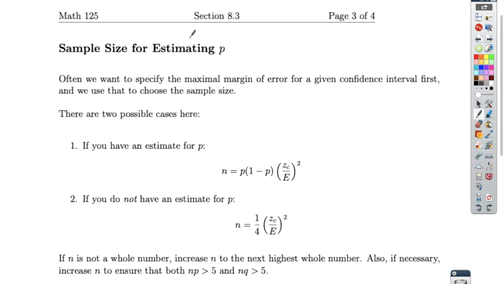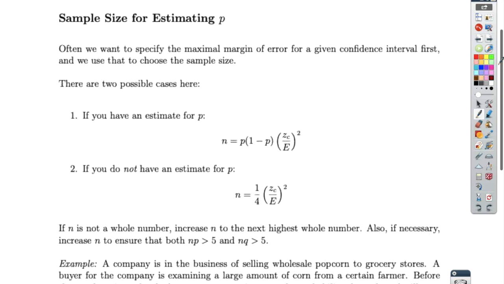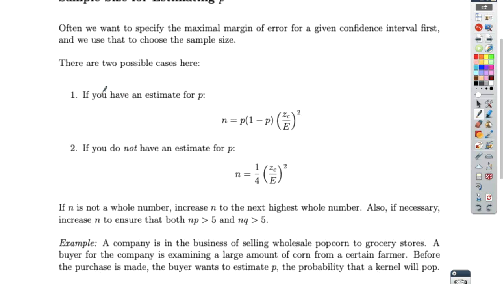So remember, at the end of section 8.1, we talked about coming up with the sample size based on the level of confidence or the margin of error that you wanted. And we can do the exact same thing for a binomial distribution. First of all, if you have a preliminary estimate for P, then your sample size is given by P times Q times the quantity of your critical value over the error, squared.